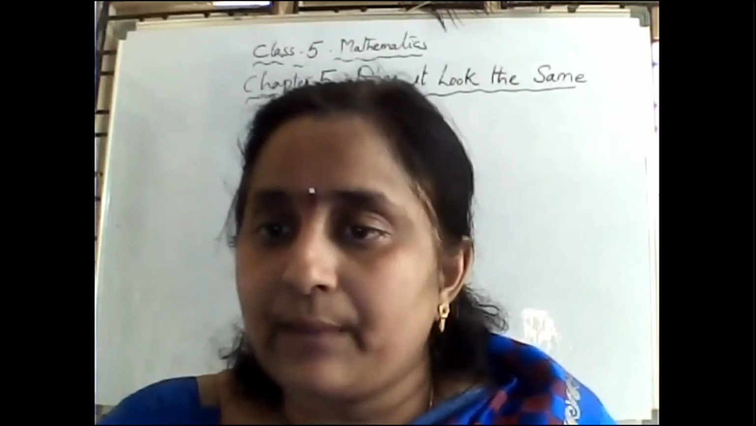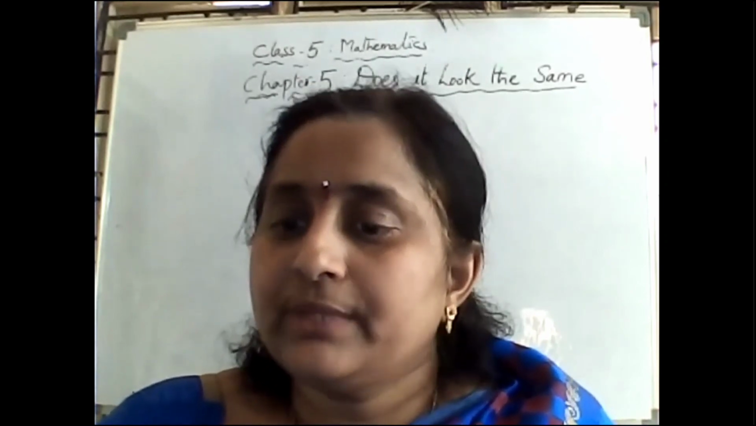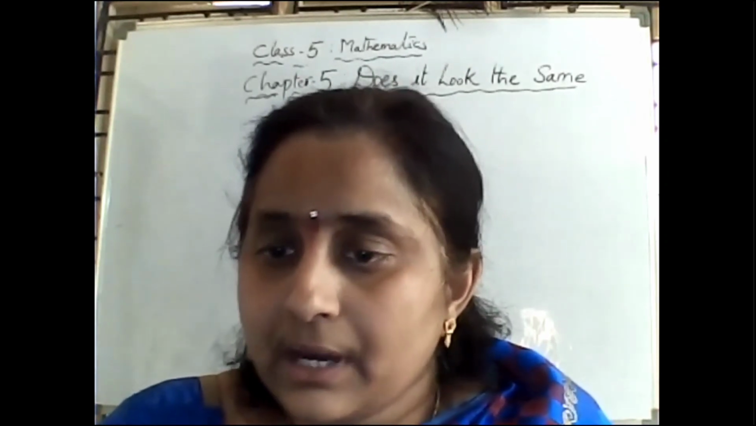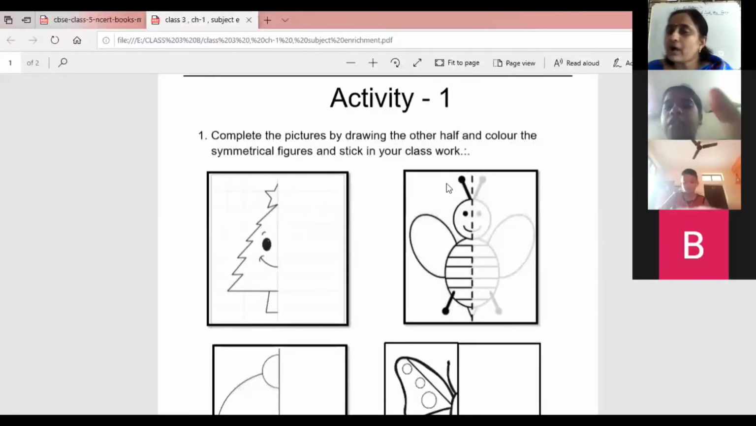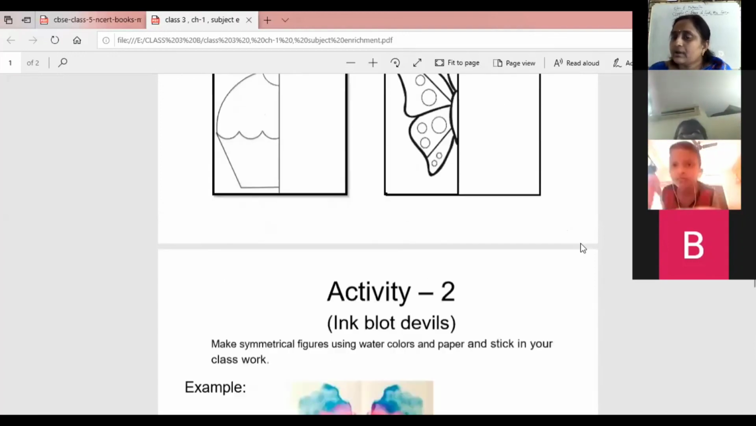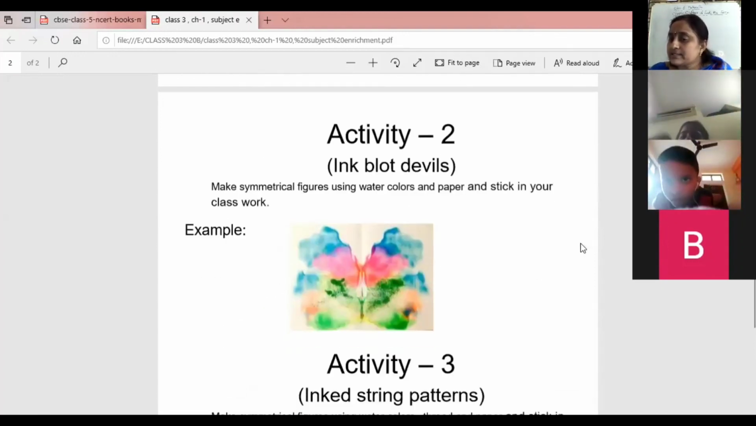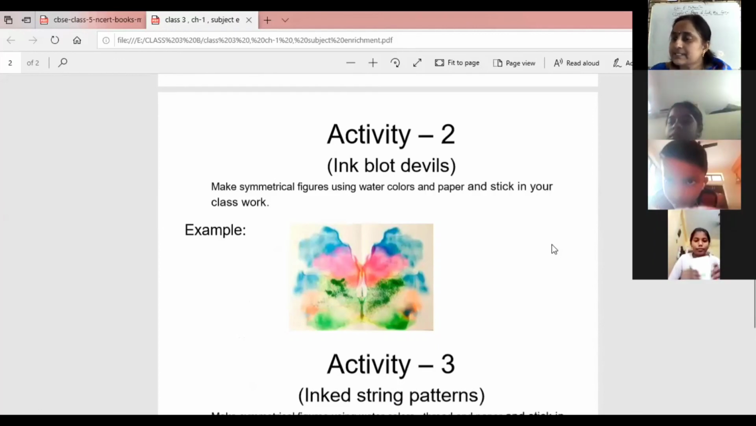Now, activity time. This activity you have to do. You have to complete the other half of the given picture. Okay. Now this is ink blot devils. So what you have to do, take a piece of paper, sprinkle some color, different colors also you can use, and press it.